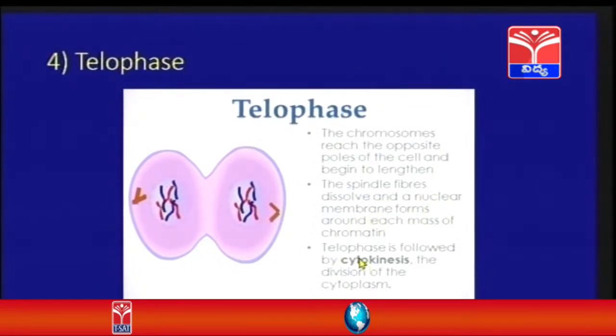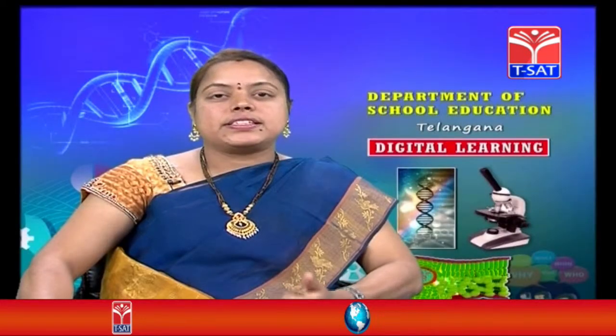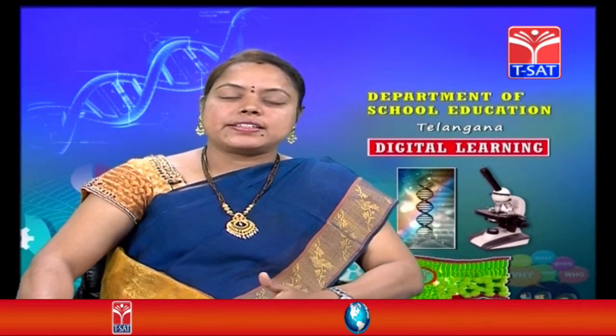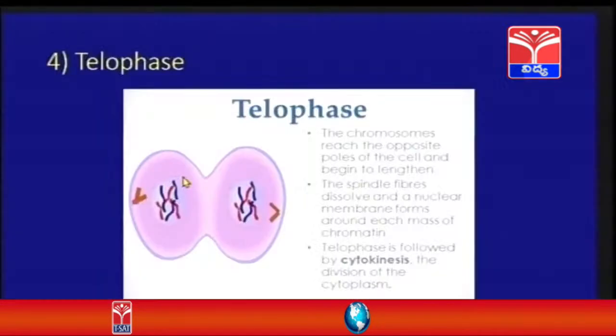Telophase is followed by cytokinesis, the division of the cytoplasm. Children, we have discussed earlier that division of the nucleus means karyokinesis, and division of the cytoplasm means cytokinesis. So, the karyokinesis process has taken place. Now, during the end stage, the process of cytokinesis will take place. That is, the telophase stage shows the cell dividing into two cells.